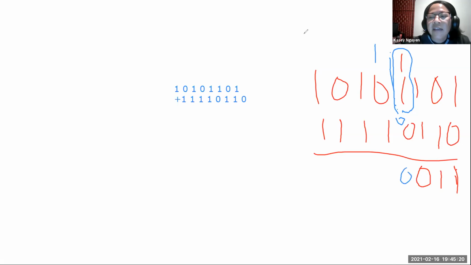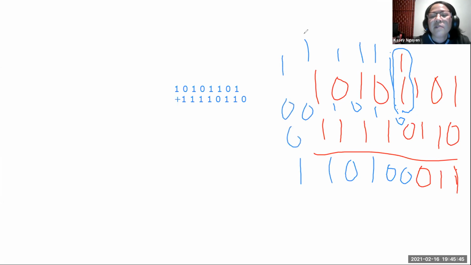Then again, we're going to handle the top part. A 1 plus a 0 is a 1. A 1 plus a 1 is a 0 with a carry. A 1 plus a 1 is a 0 with a carry. A 0 plus a 1 is a 1. A 1 plus a 0 is a 1. A 1 plus a 1 is a 0 with a carry. A 1 plus a 1 is a 0 with the carry. A 0 plus a 1 is a 1. All of this drops the 1 down.